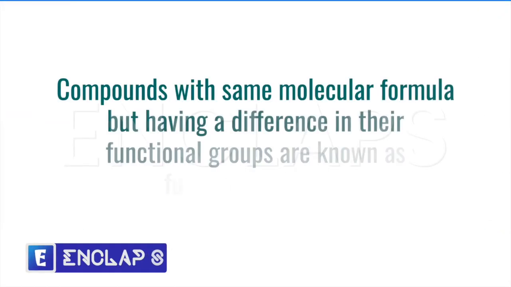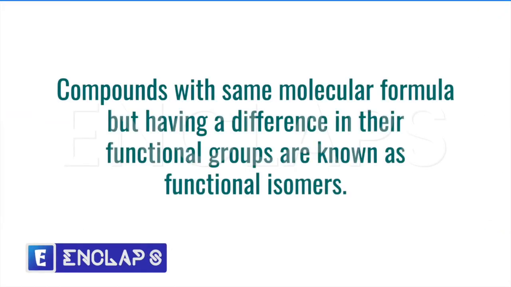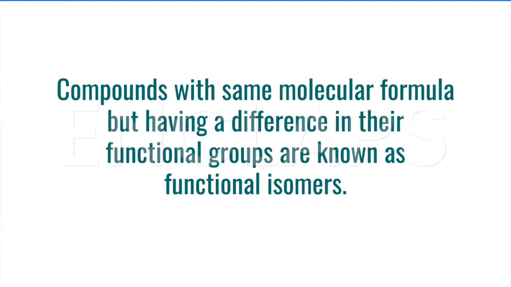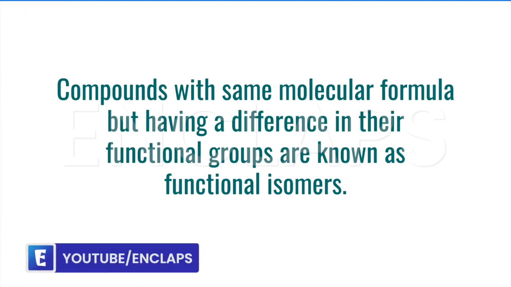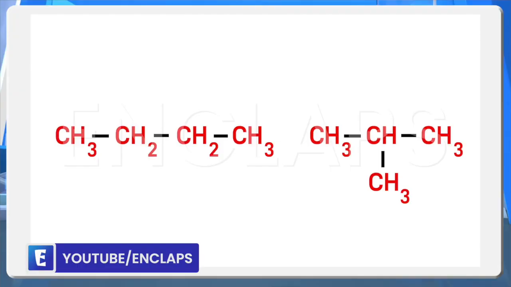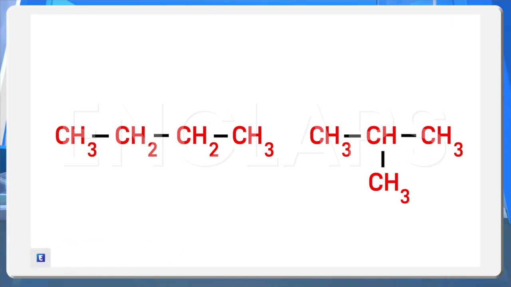So what are functional isomers? The compounds with the same molecular formula but possessing different functional groups are known as functional isomers. Clear? Then look at these compounds. First one CH3 CH2 CH2 CH3, and the second one CH3 CH CH3 CH3.